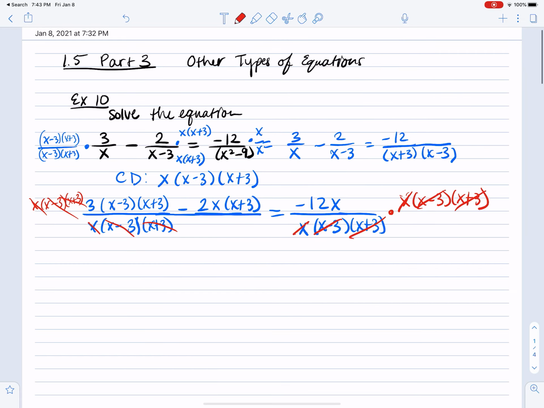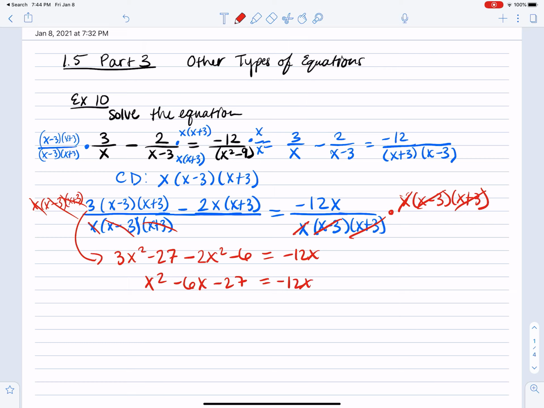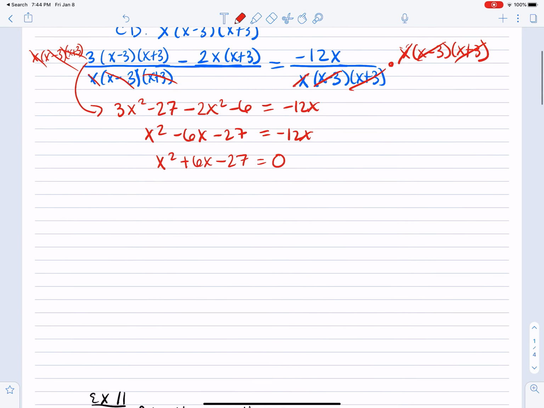So if we multiplied that out, that top thing becomes 3x squared minus 27 if you multiply that out. And then this side becomes minus 2x squared minus 6. And then we have negative 12x there. Okay, and then we just got to keep solving it. It ends up being x squared minus 6x minus 27. If we add that 12x, it becomes positive 6x on this side.